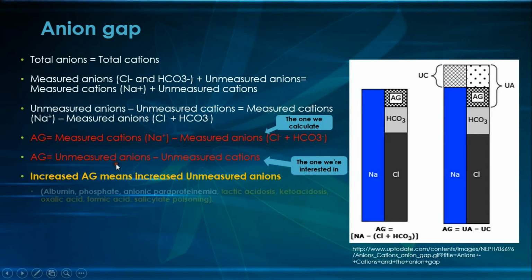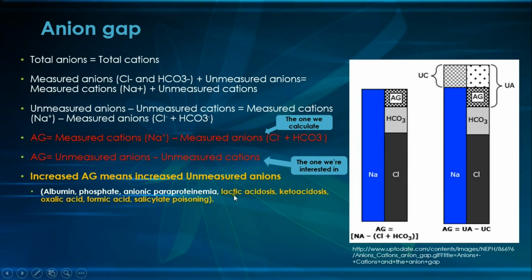And therefore an increase in any of the following will give a high anion gap, starting with hyperalbuminemia, hyperphosphatemia, and anionic paraproteinemia. But actually those first three, which I have marked in white, do not cause high anion gap metabolic acidosis, because they are not acidic. But those in yellow are the ones we're interested in for this lecture, which are also far more common causes of a high anion gap compared to those three.